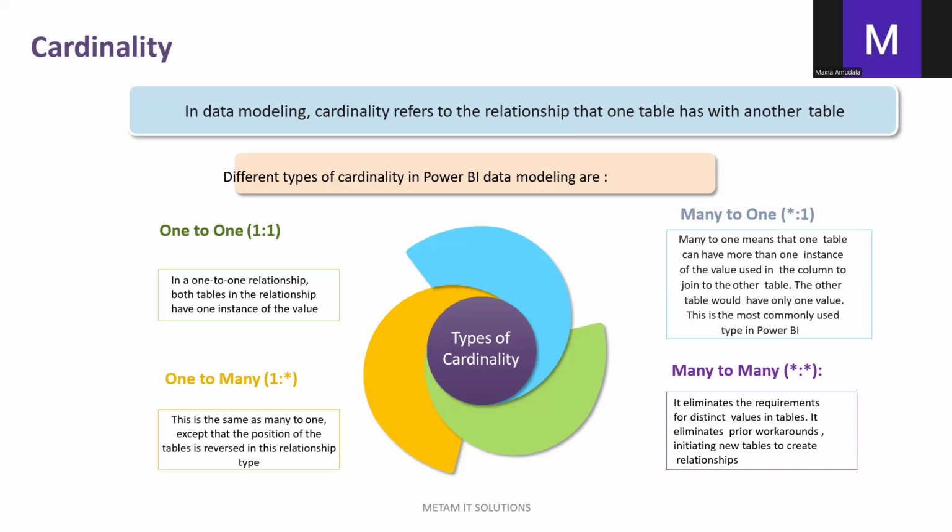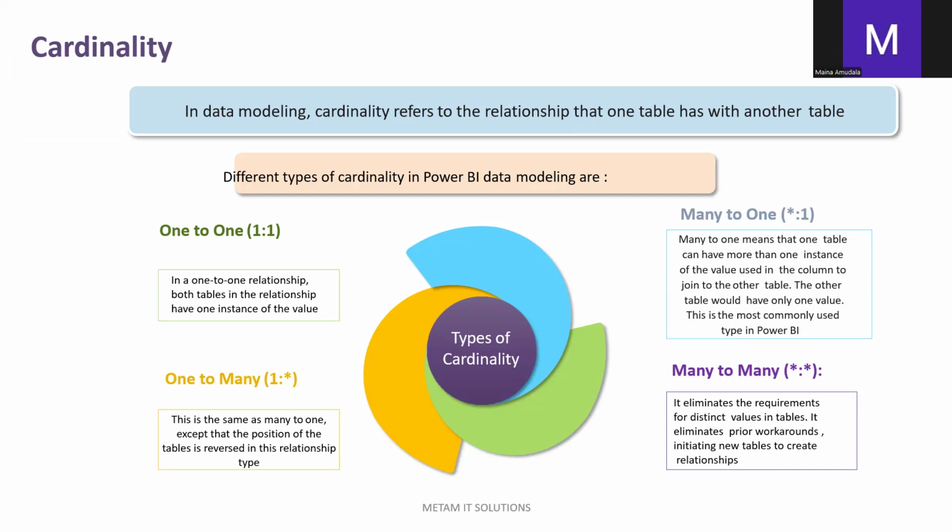In a one to one relationship, both tables, like the first table and the second table, or the first, second, and third table, any number of tables we can use in the relationship, right? So whatever data tables we are calculating, if both tables in the relationship have only one instance of the value, then we can call it a one to one cardinality relationship.